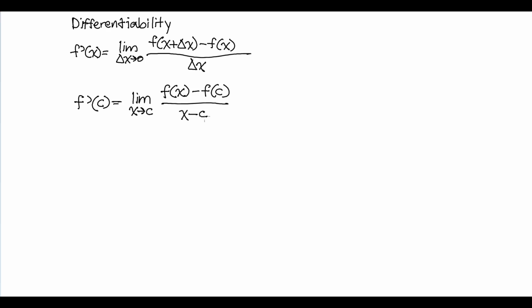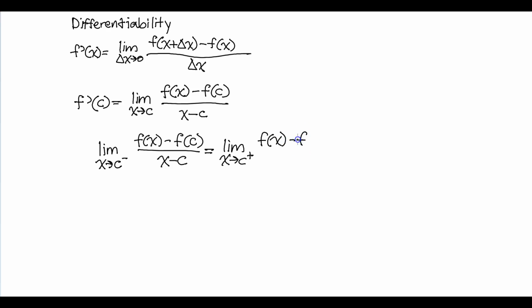Okay, you would take this limit from the left and from the right. The limit as x approaches c from the left of f of x minus f of c over x minus c is equal to the limit as x approaches c from the right of f of x minus f of c over x minus c.